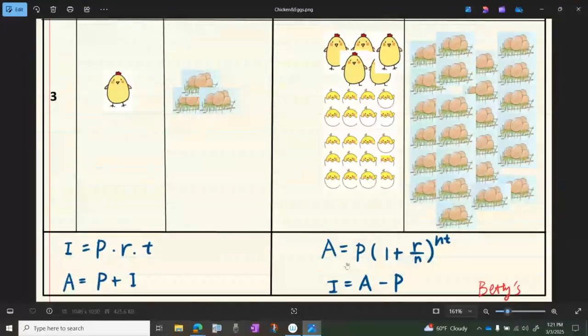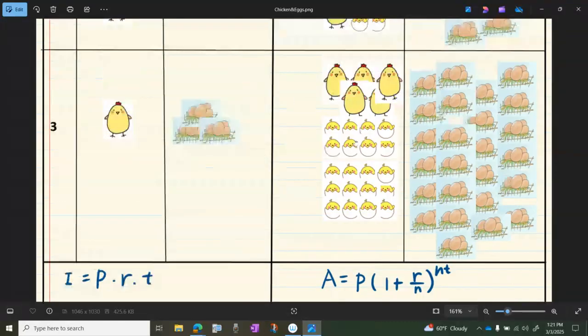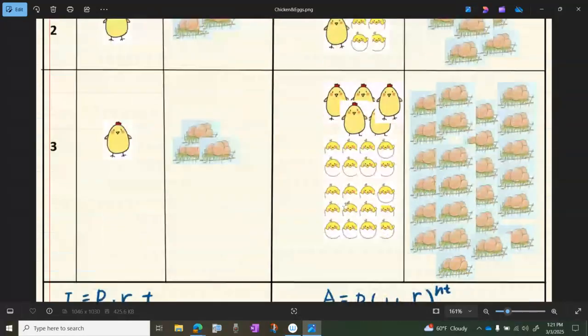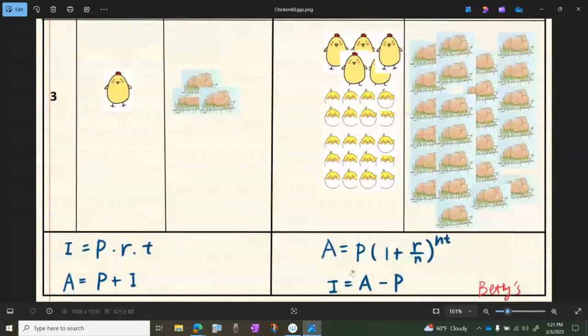So let me explain this formula. A here is the accumulated balance, which is equal to P. P here is the original principal. As you can see, when we talk about compound interest, the principal changes. The principal is getting bigger and bigger. So P here is the original principal, like that one chicken, that's the original principal.